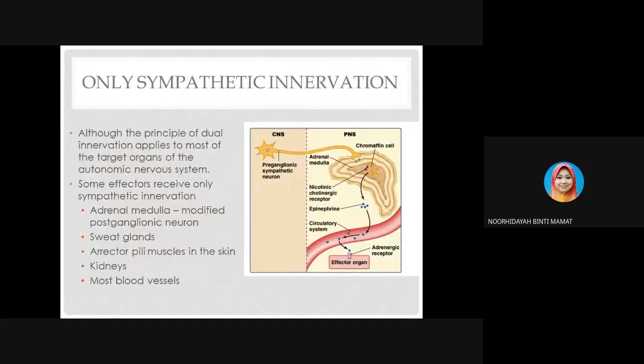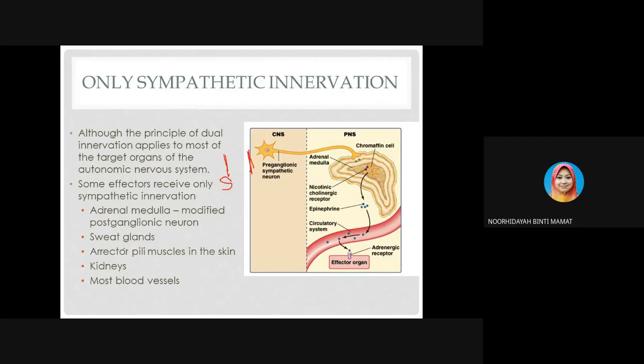Only sympathetic innervation. Although the principle of dual innervation applies to most target organs of the autonomic nervous system, which receive information from both sympathetic and parasympathetic, some effectors receive only sympathetic innervation. For example, the adrenal medulla, which modifies the postganglionic neuron, and also the sweat glands and the erector pili muscles in the skin.